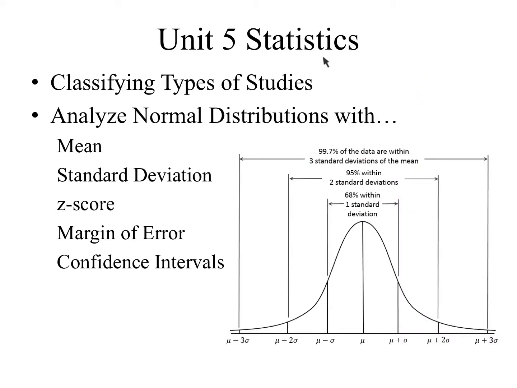Unit 5 will be statistics. First step is classifying types of studies, and then from there we go into something called a normal distribution. It looks like a bell-shaped curve here, and we talk about the mean, standard deviation, z-score, margin of error, and confidence interval, which are all things related to the normal distribution. And this right here is something called the empirical rule. There's percentages and stuff related to it, and you'll learn about that.